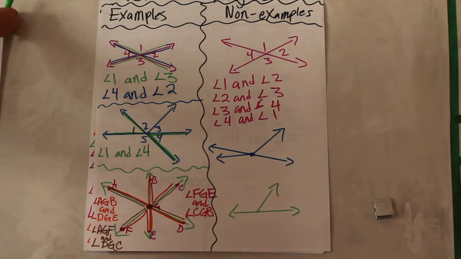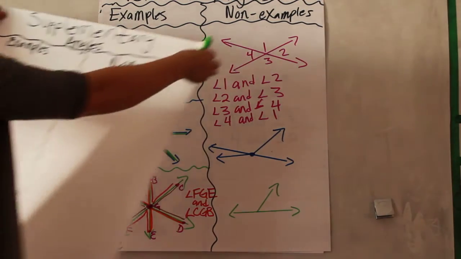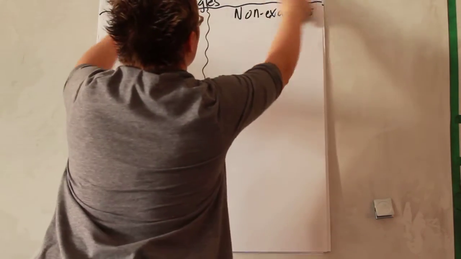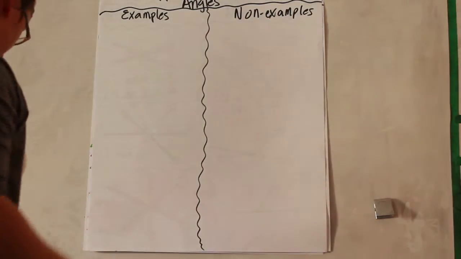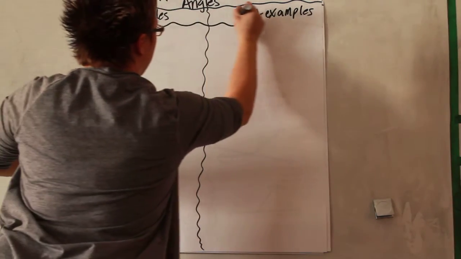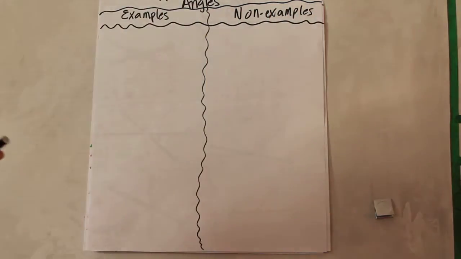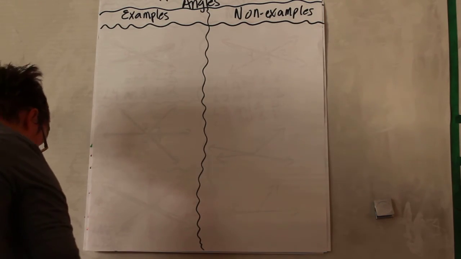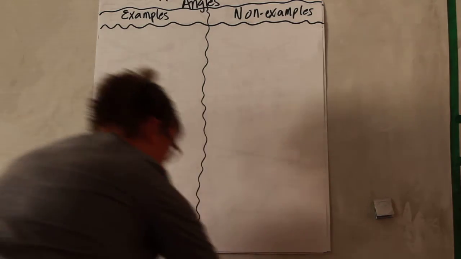Speaking of supplementary angles, that's what we are going to move on to. This is our fourth and final one here. Supplementary angles. Examples and non-examples. Some examples of supplementary angles are as follows.